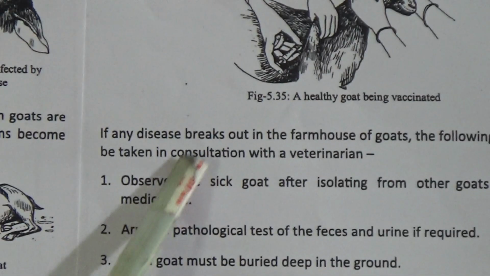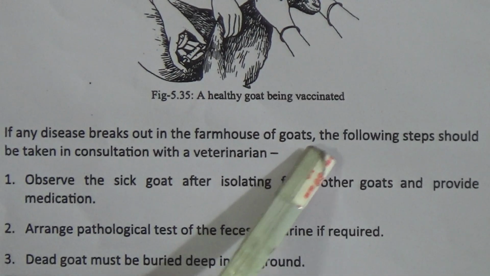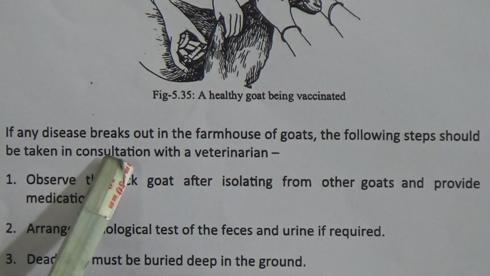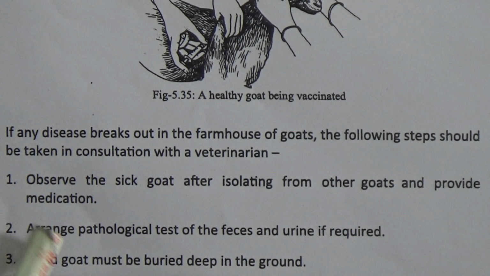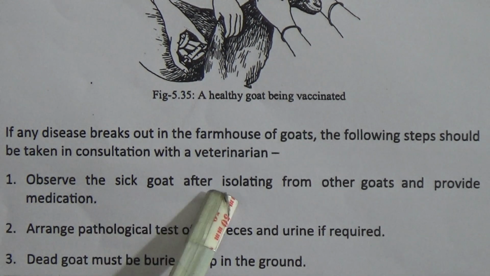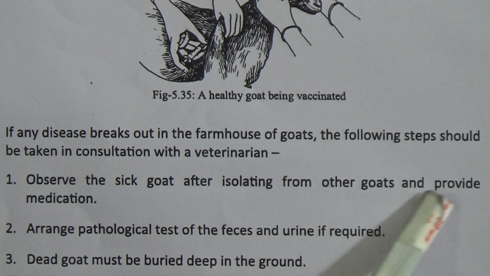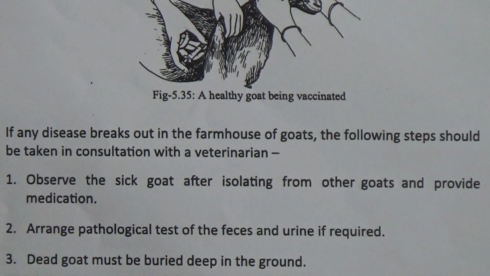If any disease breaks out in the farmhouse of goats, the following steps should be taken in consultation with a veterinarian. Number 1, observe the sick goat after isolating from other goats and provide medication. Number 2, arrange pathological test of the feces and urine if required. Number 3, dead goat must be buried deep in the ground.